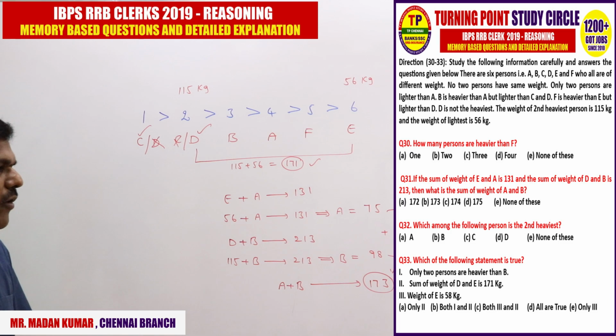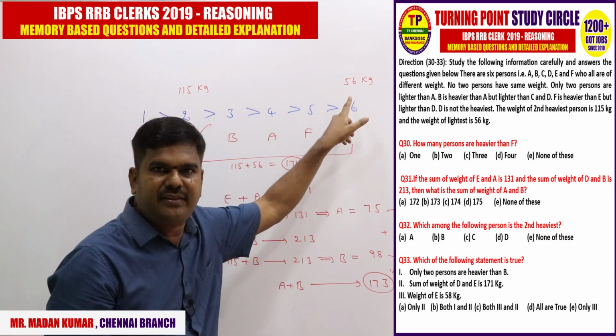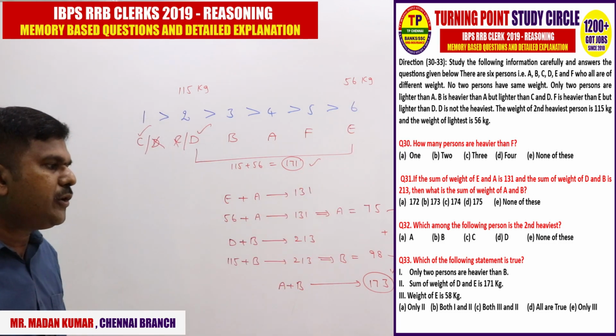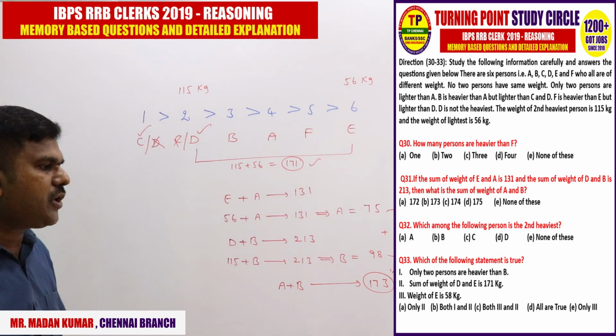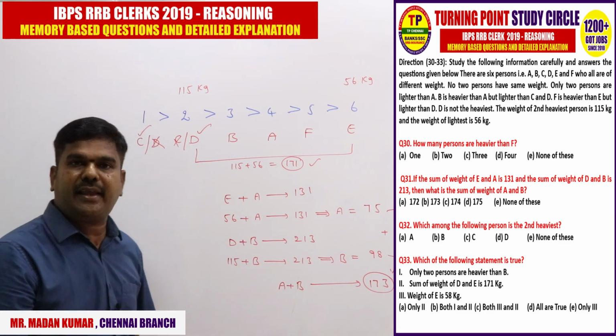What is the third one? Weight of E is 58 kgs. But what is the weight of E? 56. That is wrong. That means statements 1 and 2 are right. So what is the option being given? Second option, both 1 and 2. So we need to go ahead with the second option.